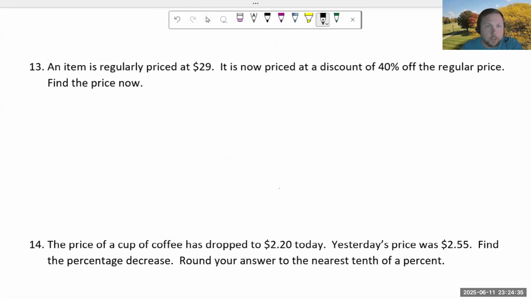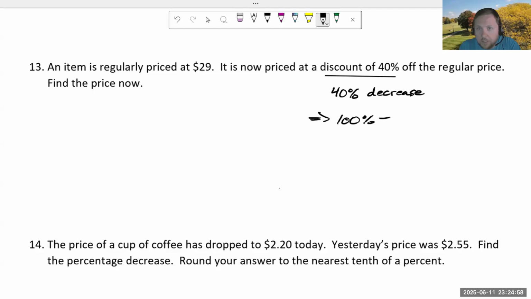An item is regularly priced at $29. It is now priced at a discount of 40% off the regular price. Find the price now. So that's a 40% decrease, so we need to convert that. I can take 100% minus the 40%, and my final price is going to be 60% of the original.